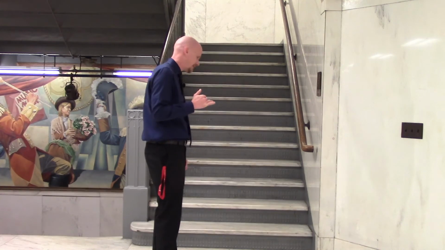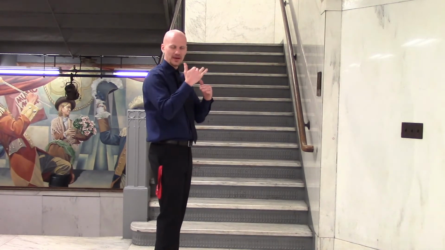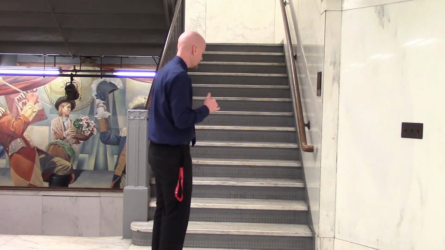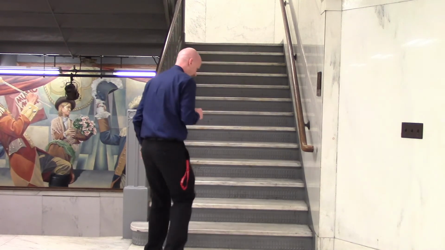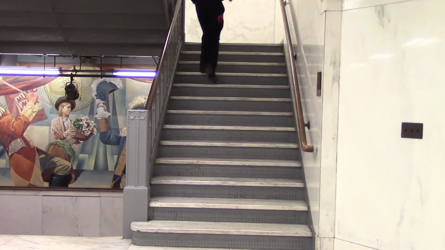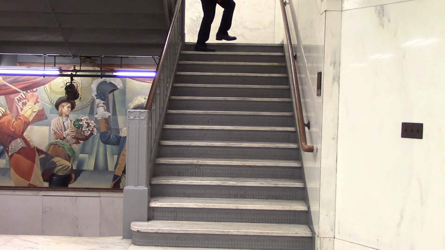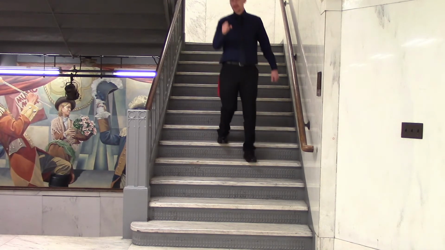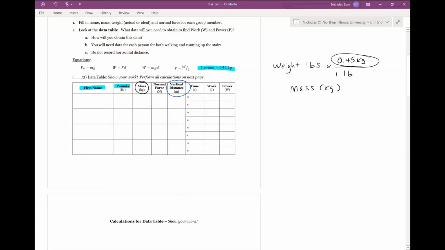The next thing we need to figure out is, if I know the height of one stair, how much total vertical distance have I covered? So I need to count how many stairs we have. In this case, 1, 2, 3, 4, 5, 6, 7, 8, 9, 10, 11, 12, 13. Think about how many total steps you went up. It's going to be different. Our total vertical distance is the amount of vertical distance we covered while we were either running or walking.